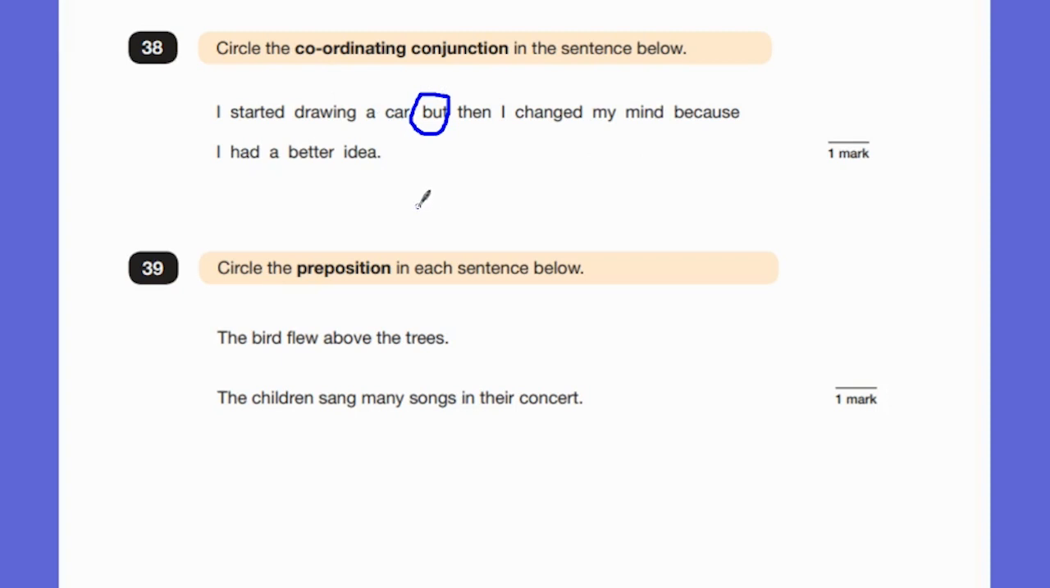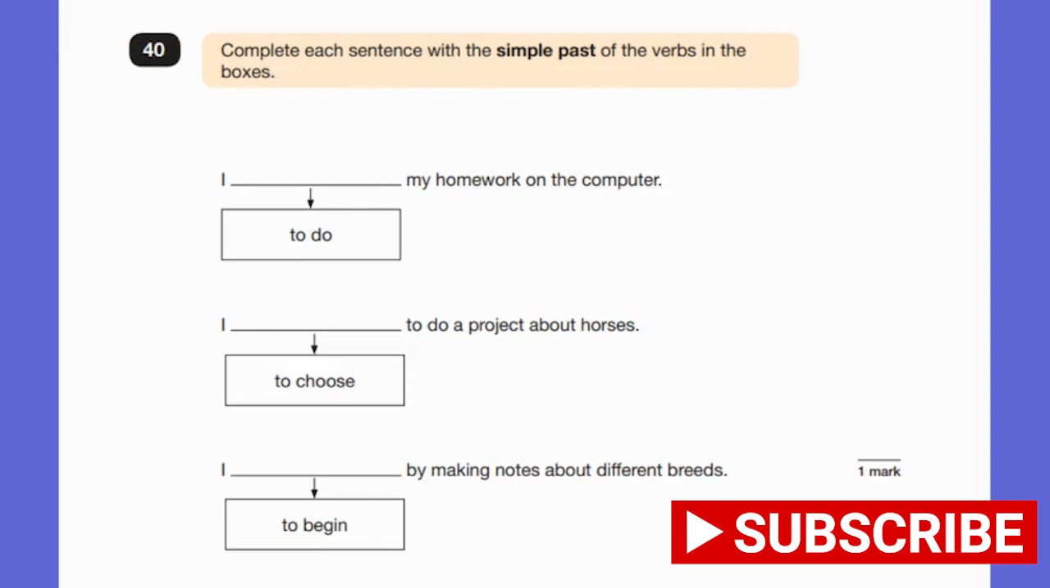Number 39, circle the preposition in each sentence below. So prepositions show the placement of something. So things like the flowers were on the table. The dog sat under the table. So we have the first one there. The bird flew above the trees. Where were the birds? They were above the trees. And the children sang many songs in their concert. Where did they sing the songs? They sang them in their concert. So above and in are our prepositions there.